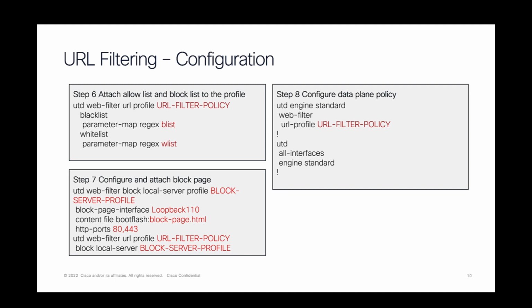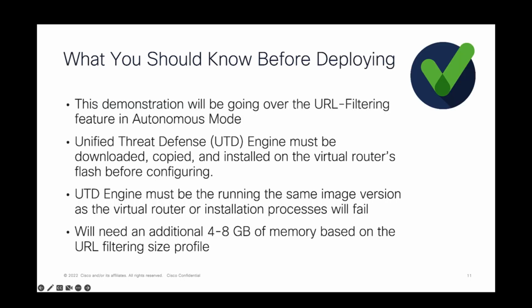And then last but not least, we can go ahead and enable UTD on either all interfaces, which I'm saying here with all interfaces, or we can specify individual interfaces depending on our network configuration. In this example, I want to deploy UTD web filtering on all my interfaces and use the UTD engine standard policy that I've attached here. And that is it. That's really all the configurations that we will need.